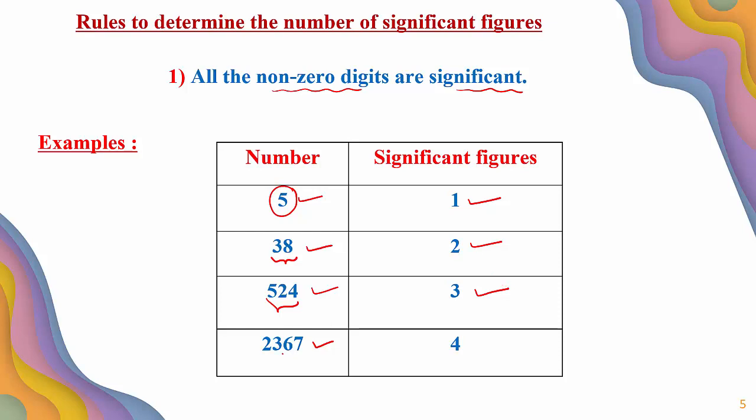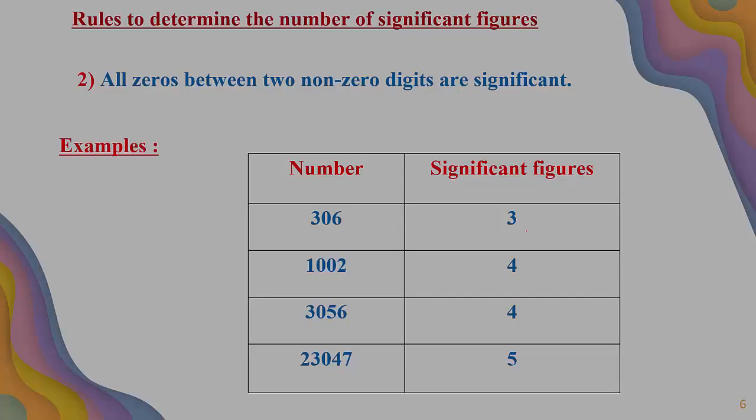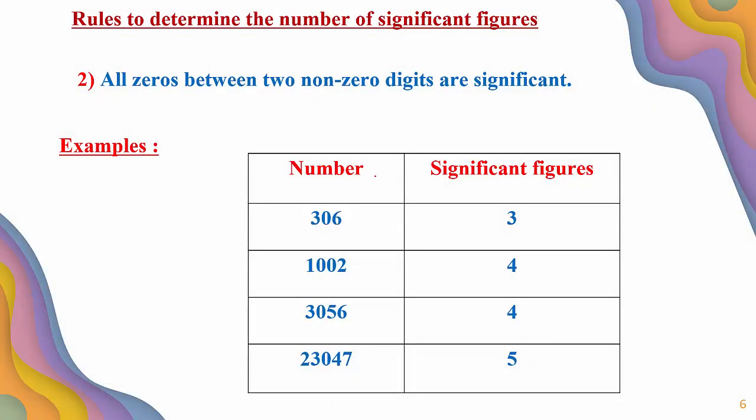Then, the last column, 2367. How many significant figures are there? 4: 2, 3, 6 and 7. Totally, there are 4 significant figures. What is the first rule? All the non-zero digits are significant. Right. Now come to the second rule.